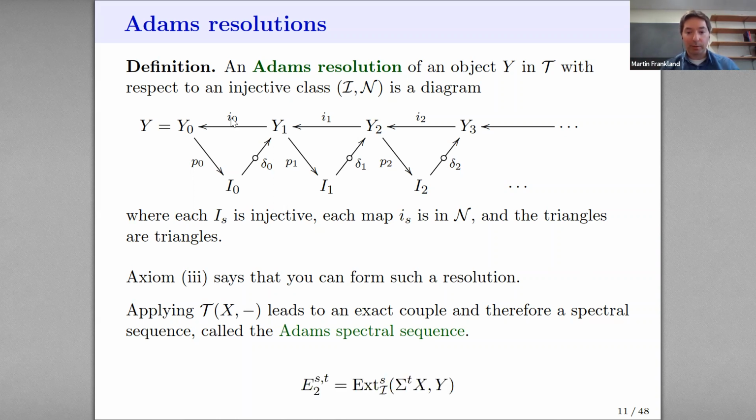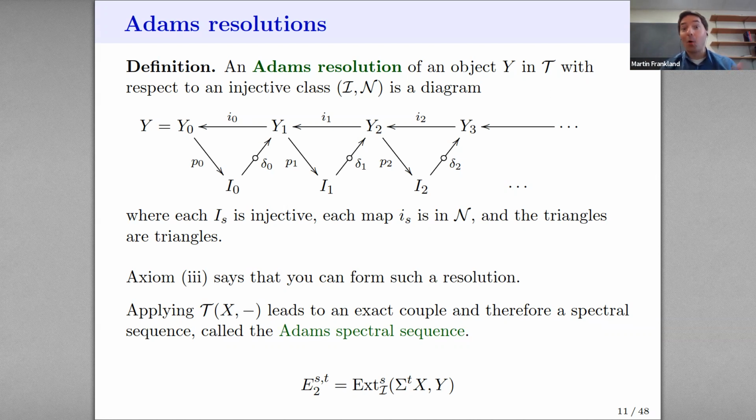And it starts with those relative Ext groups. Depending on your injective class or projective class, those might be horribly complicated or fairly simple. There's usually a trade-off. The Adams spectral sequence will be more powerful if you can see more information, but then you get more complicated Ext groups. So yeah, there's always this kind of trade-off.